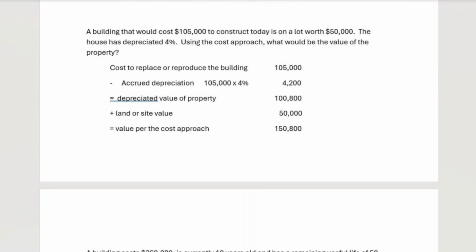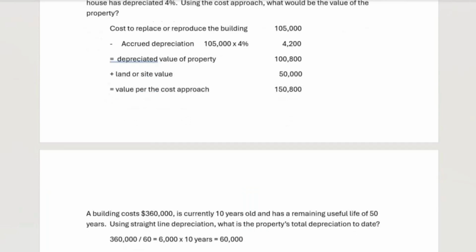So if it would cost $105,000 to construct this building today, but again, the building's not new, so you would have to deduct for depreciation, and we're going to use 4% depreciation here. So $105,000 to build it today, but it's depreciated $4,200. That gives you a depreciated value of the property of $100,800. But then you have to add in the land or the site value. So your total value per the cost approach would be $150,800.